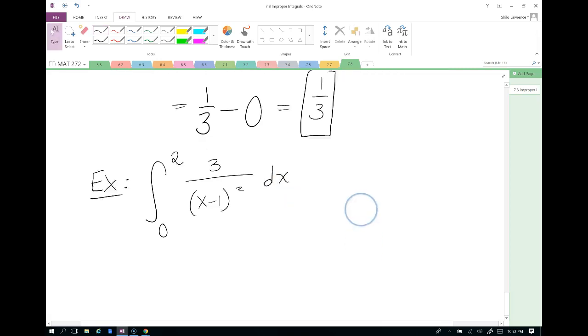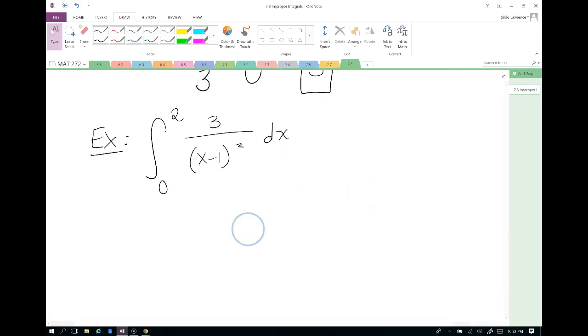The next one, we want to know what the integral from 0 to 2 of 3 over (x minus 1) squared is. Well, integral from 0 to 2, that doesn't seem like a problem. But then if you look at this function, 3 divided by (x minus 1) squared, this function is going to have a vertical asymptote at x equals 1. And x equals 1 is in our interval. So that is a problem. So this is an improper integral.